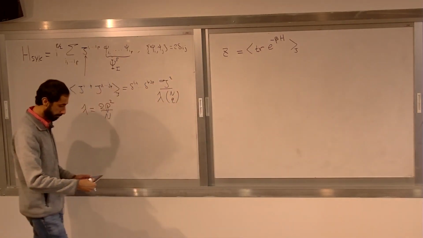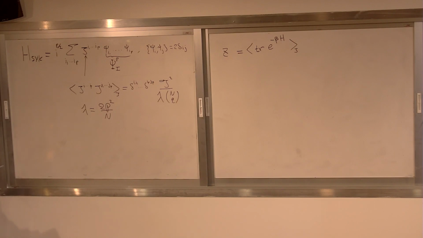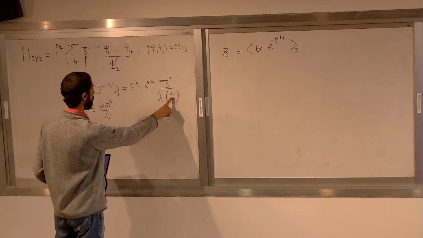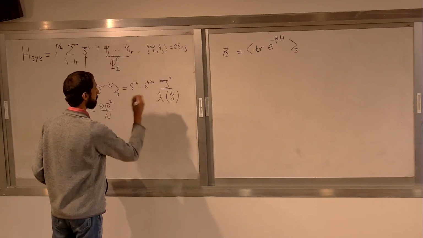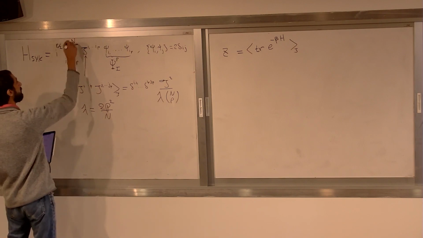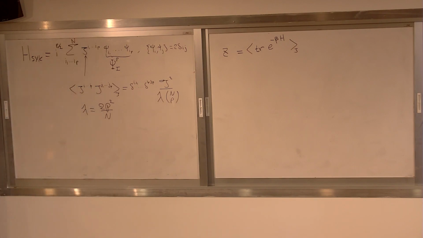Q is what? The small q. Q is equal to P. Sorry, can you repeat what is capital N? Oh my god, yeah, sorry. Thank you. N is the number of fermions.